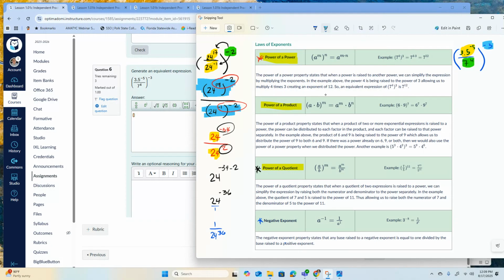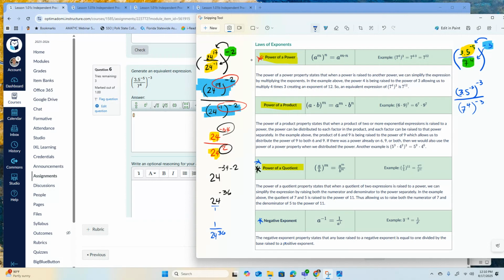And when you have inside the parentheses something that looks like a fraction, which is really a division, we're going back to the quotient rule. So basically, I'm going to take the top of my fraction, 3.5 to the negative fifth power, and I'm going to take all of that and raise it to the negative third power. It's like I gave the negative 3 to the top. Over the bottom, the power is 7 to the fourth power, and all of that, I'm going to raise it to the exponent that was outside the parenthesis, negative 3. It's like I gave the negative 3 to the bottom.